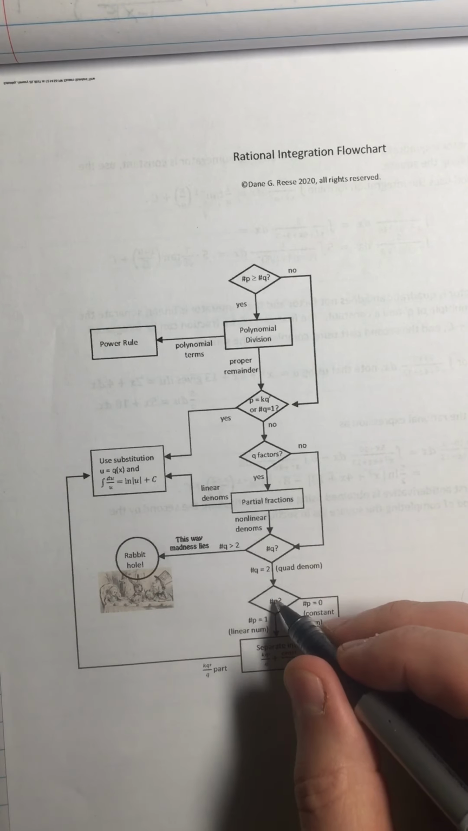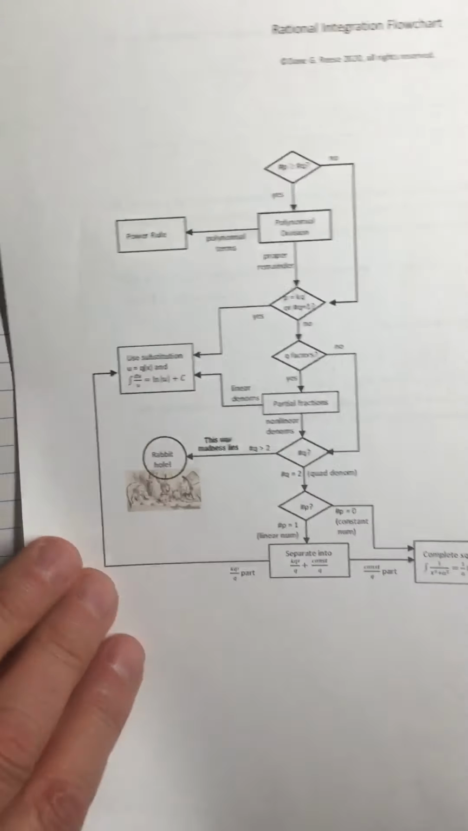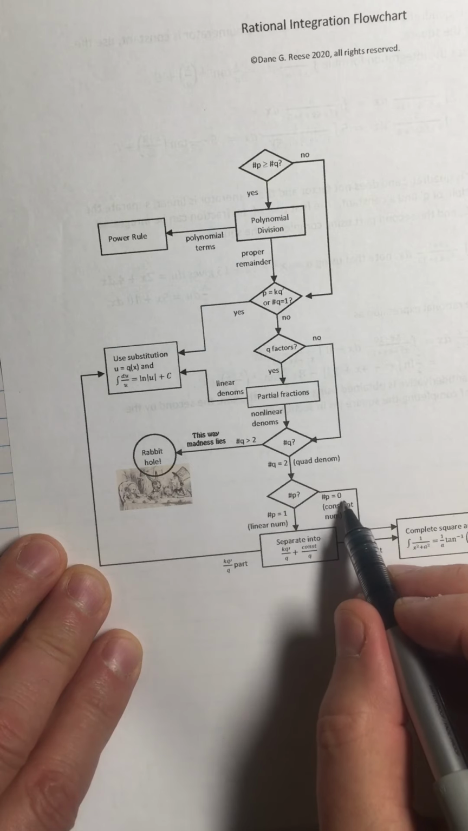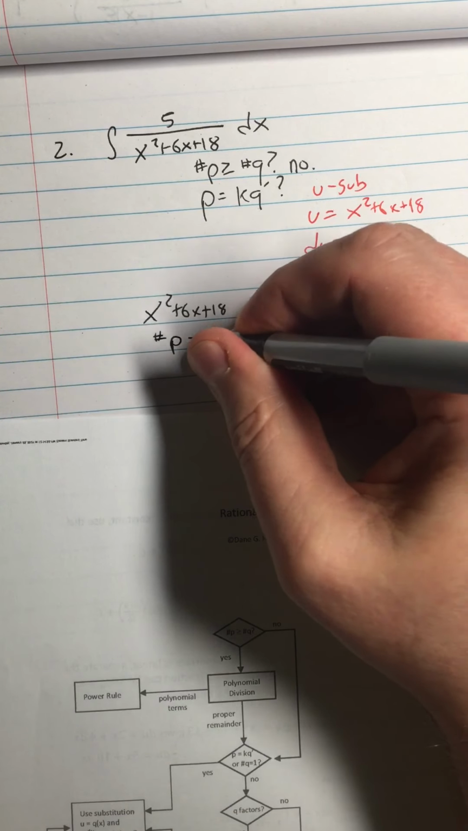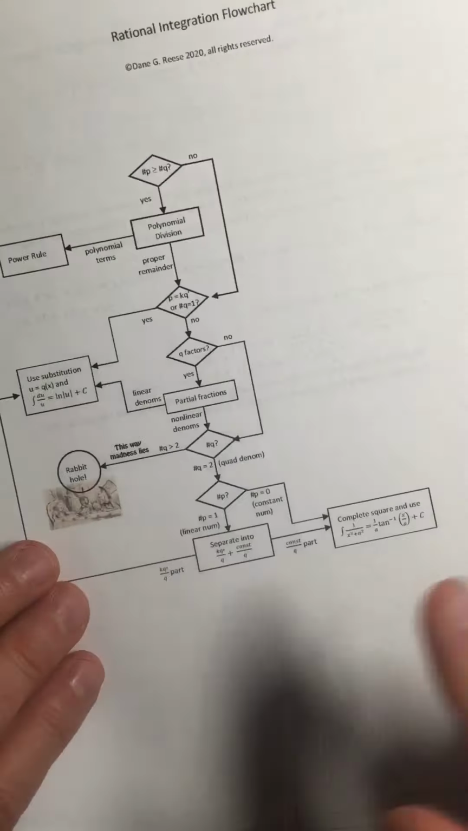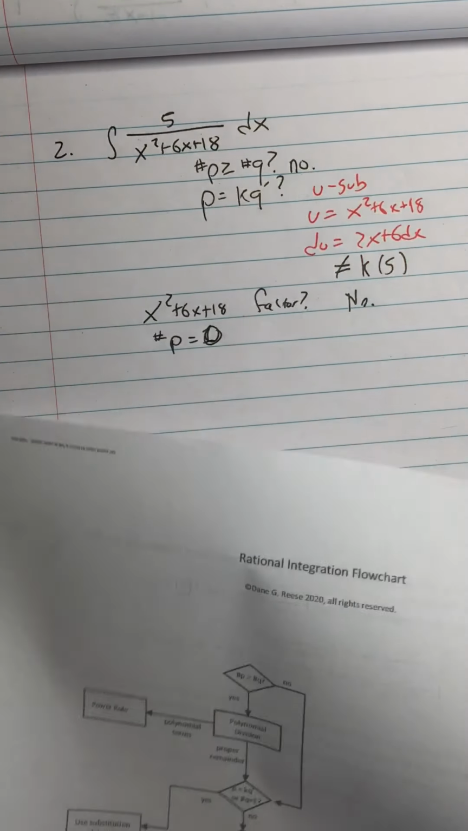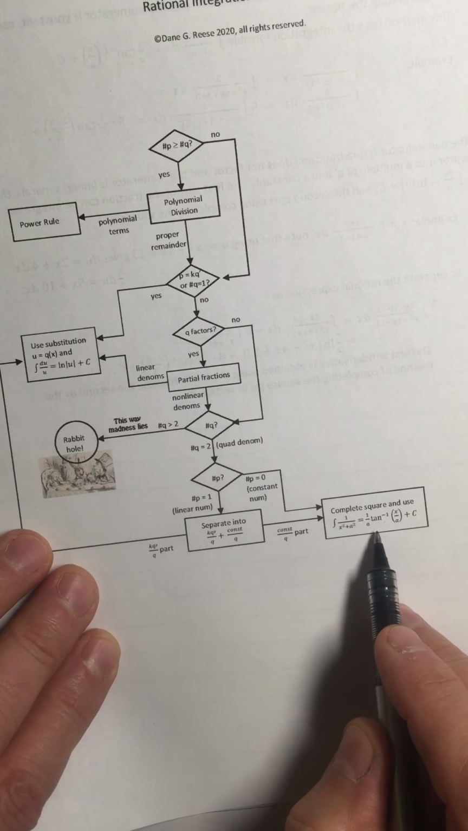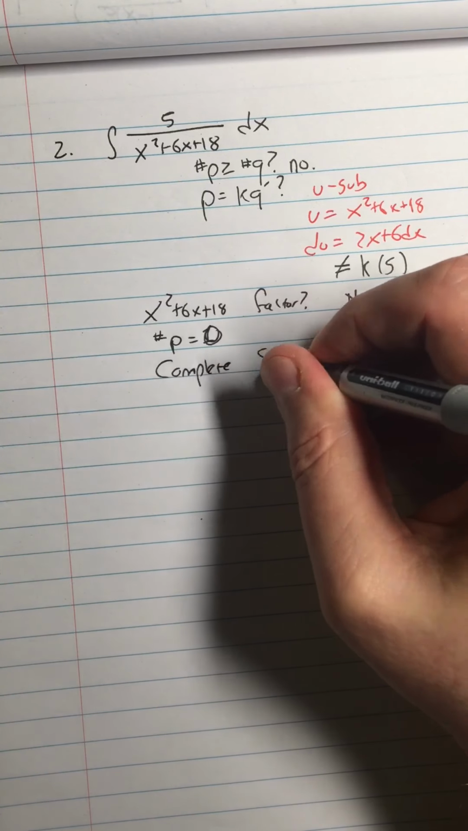So the degree of Q is 2. The degree of the denominator is 2. That's what we like to see. So what's the degree of the numerator? Is it 0, or is it 1? Oh, I'm sorry, it's 0. The degree of P is 0 because it's a constant. A constant is degree 0. So we go this way. It says complete the square and use inverse tangent. Now we know what we're going to do. We're going to complete the square.